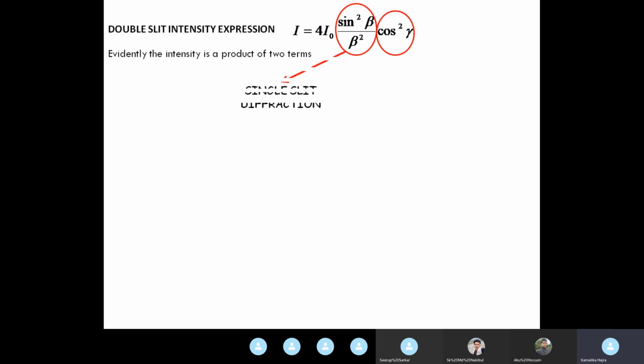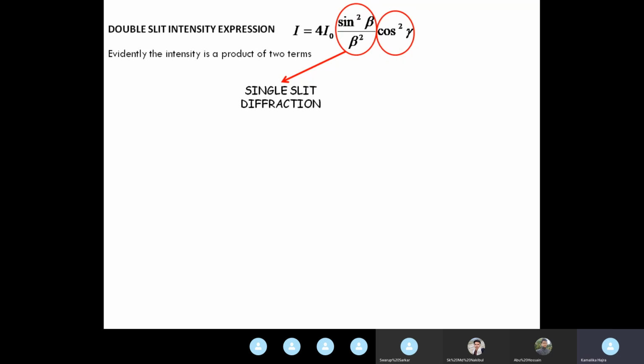All right. So clearly, if you realize from your previous days' discussions, sine square beta by beta square is the term coming from single slit diffraction. Each slit produces a pattern which has an intensity of sine square beta by beta square. This is the intensity due to single slit diffraction.